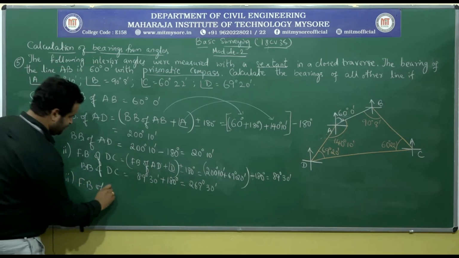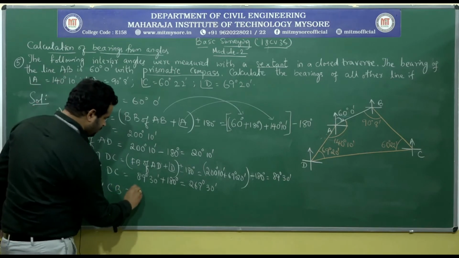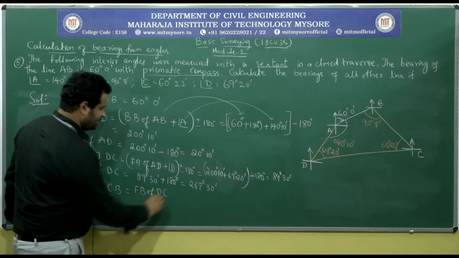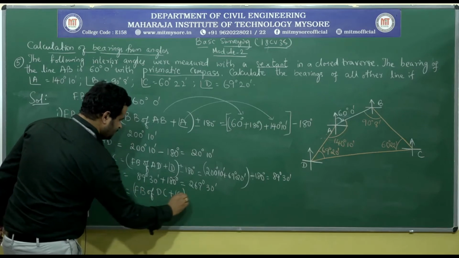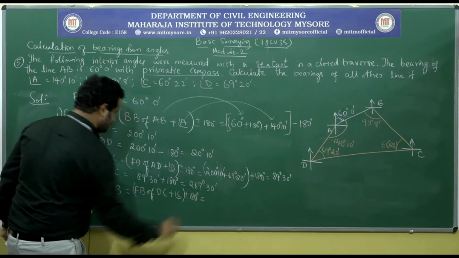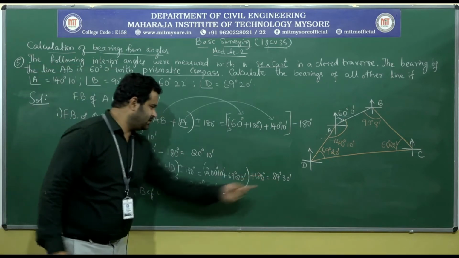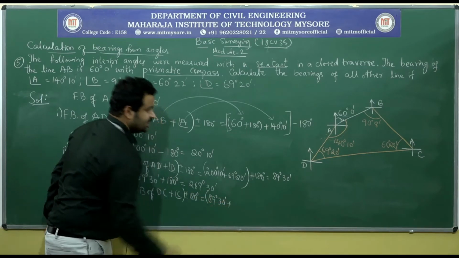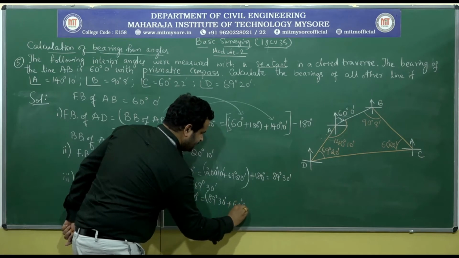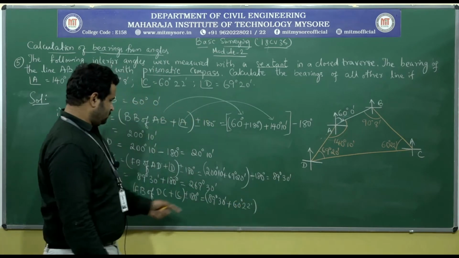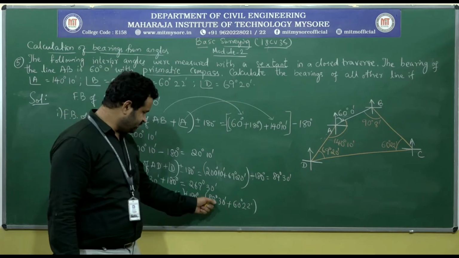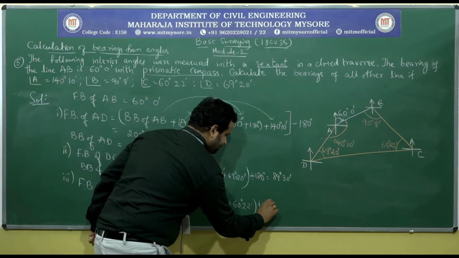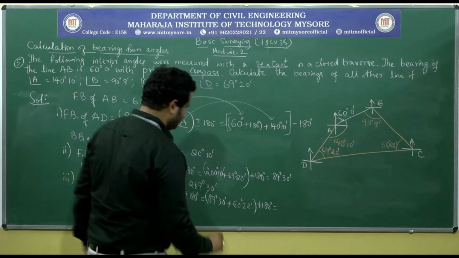Next, let us go to the forebearing of the line CB, which is equal to the bearing of the previous line, that is forebearing of DC plus angle C plus or minus 180. Forebearing of DC is 89 degrees 30 minutes, plus angle C is 60 degrees 22 minutes. If you add this, will you get more than 180? It is 149 degree 52 minutes, which is less than 180, so add 180 to it. That is equal to 329 degree 52 minutes.